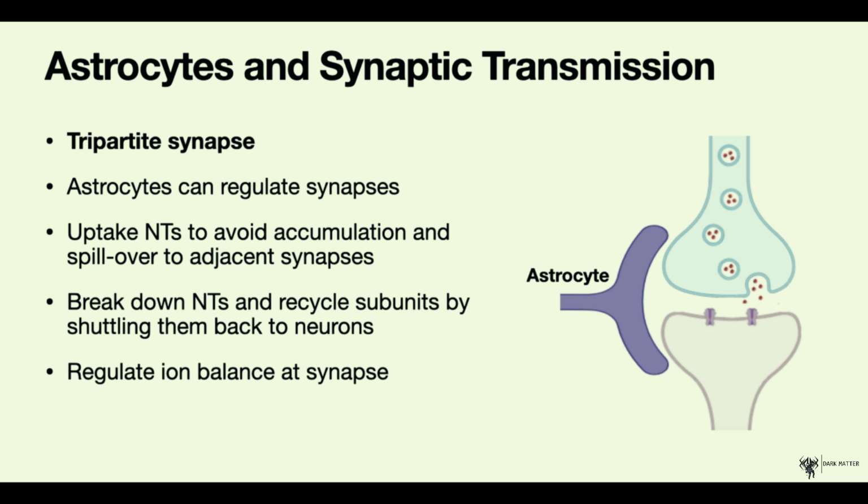Next, the astrocytes are also capable of breaking down the neurotransmitters into subunits, and then the astrocytes shuttle those subunits back to the presynaptic neuron so that the presynaptic neuron can then resynthesize neurotransmitters and package them into vesicles. So it contributes to the recycling of the neurotransmitters. And then finally, by monitoring the synapse, astrocytes are also able to regulate the ion balance, and this will ensure that action potentials can take place.